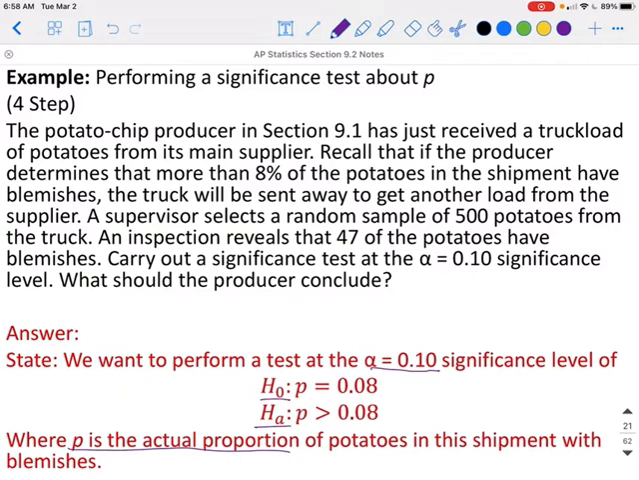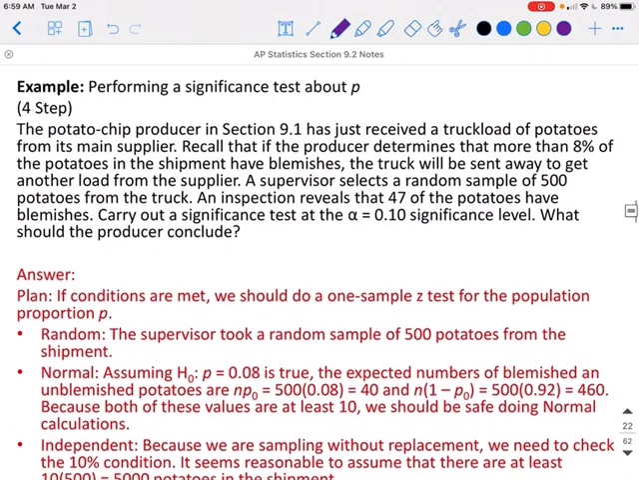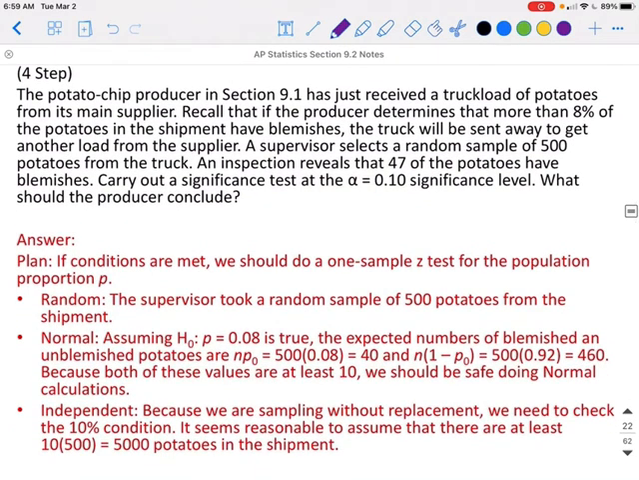For the plan, you need to tell us what test you're going to do, and then you need to check that the conditions are met. So if the conditions are met, we should do a one sample z test for the population proportion p. Now we need to check the conditions. Random: the supervisor took a random sample of 500 potatoes from the shipment, so that part is met. For the normal condition, we're going to assume that the null hypothesis is true, and so we're going to let our p sub 0 value be 8%.